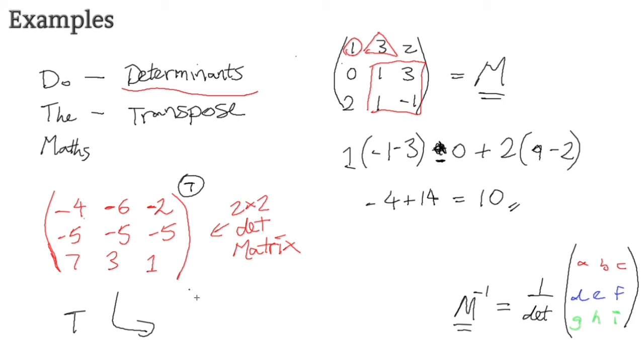you get a 3 by 3 matrix: minus 4, minus 5, 7, minus 6, minus 5, 3, minus 2, minus 5, 1. Have a look, see it for yourself what happened. It's actually not that complicated. Transposing is used a lot in matrices, and it's used in vectors as well.